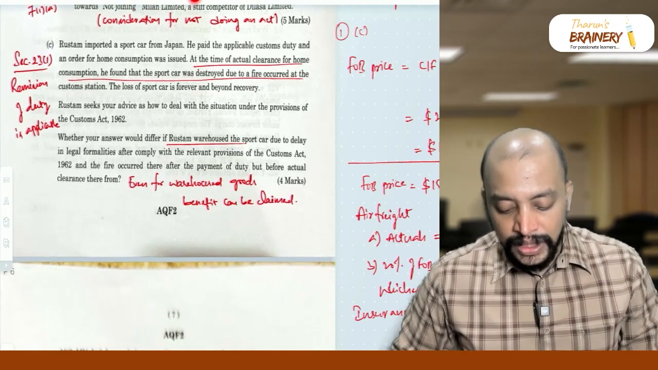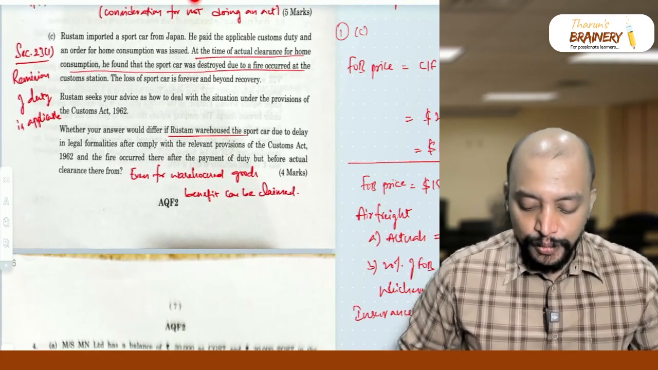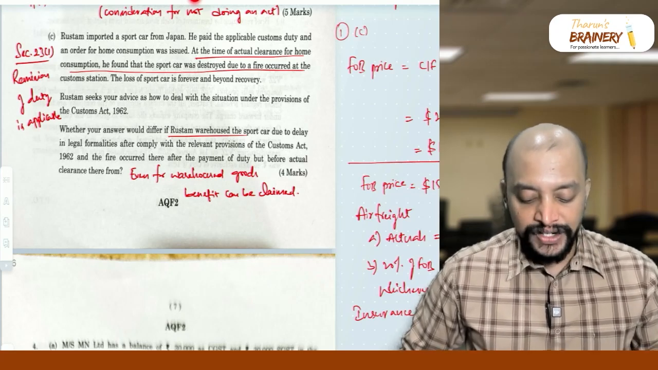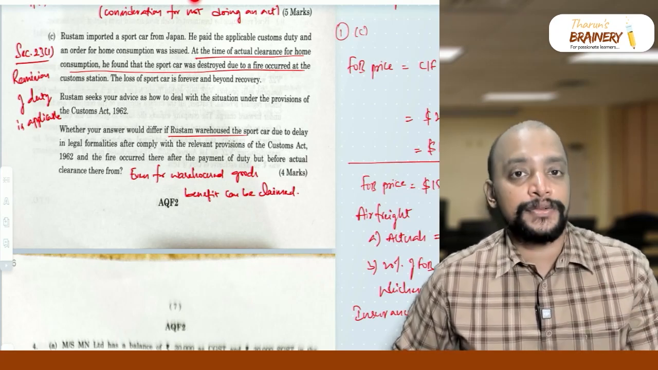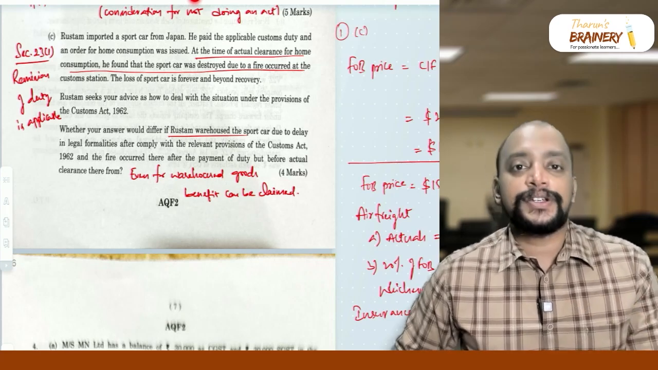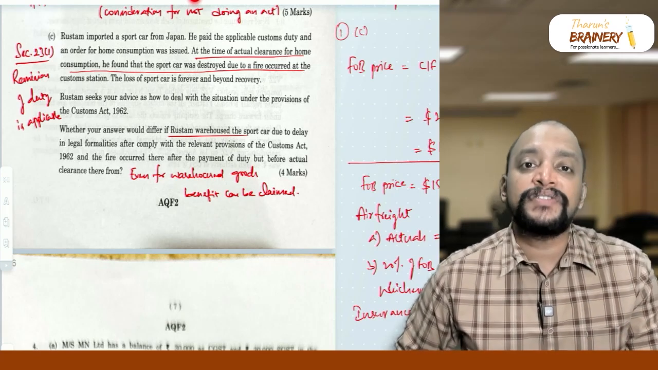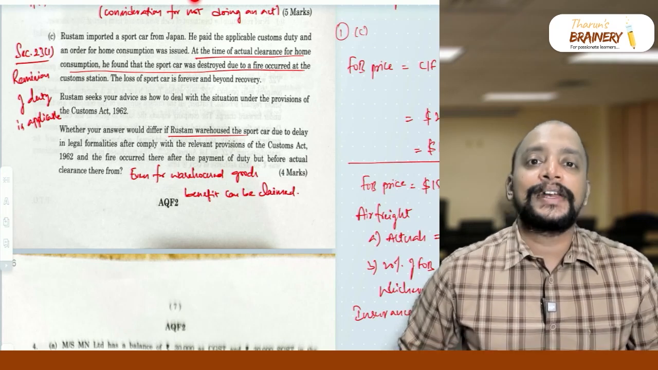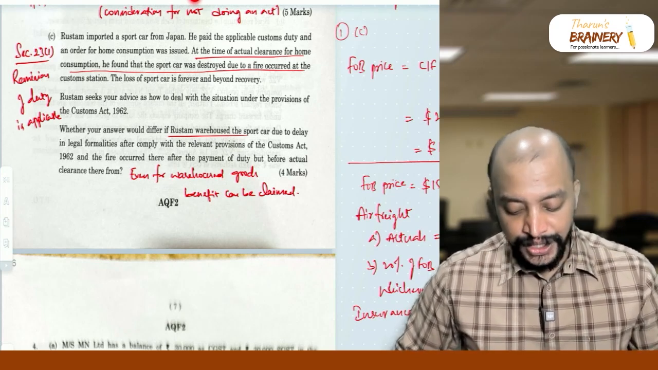Then, whether your answer would differ if Rustam warehoused the sports car due to delay in legal formalities after complying with the relevant provisions of Customs Act. So, they kept the goods in a warehouse. And in the warehouse, if the goods are destroyed, whether remission of duty is applicable even with respect to warehoused goods? Yes. Even with respect to warehoused goods also, they can claim remission of duty and the position will remain the same.